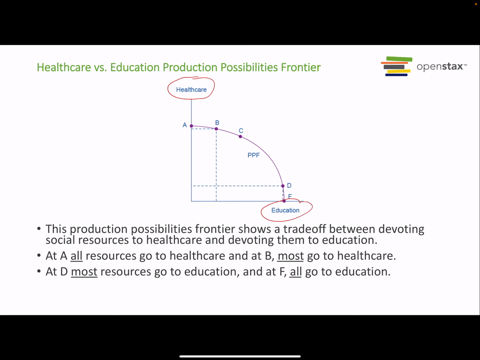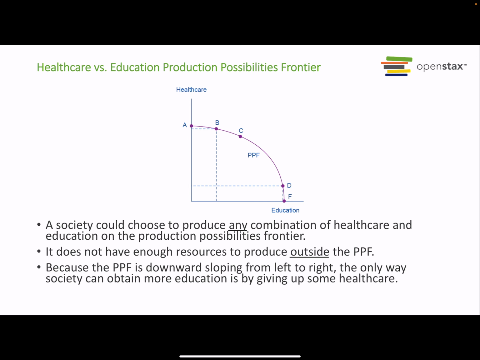So if we put all of those extra resources into healthcare, then we would be at point A. Point B would be most resources going to healthcare. On the other end, at point D, most of our resources would go to education, whereas at point F, all of them would go to education. So as a society, we get to decide where we want to produce on this PPF between healthcare and education.